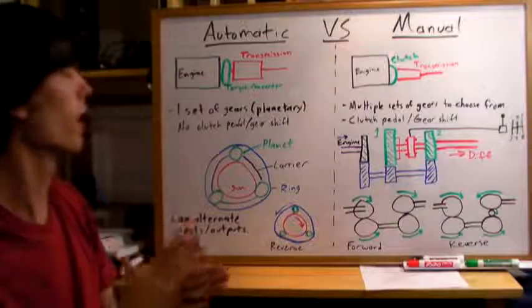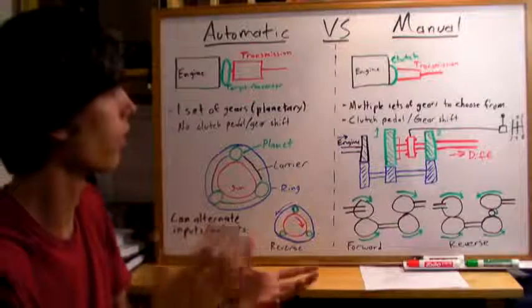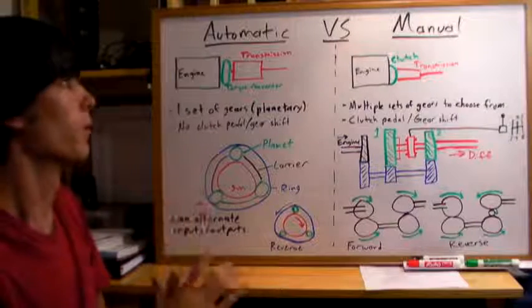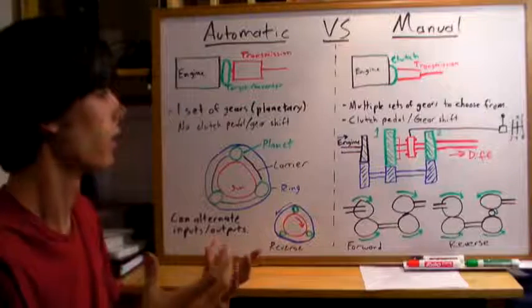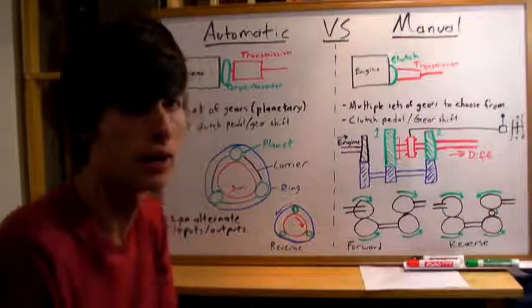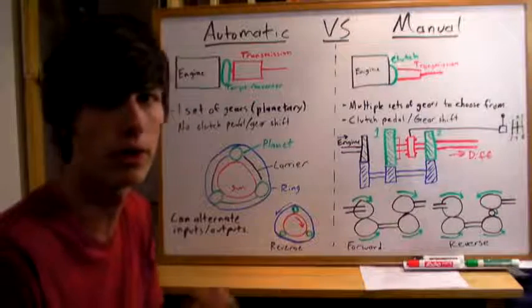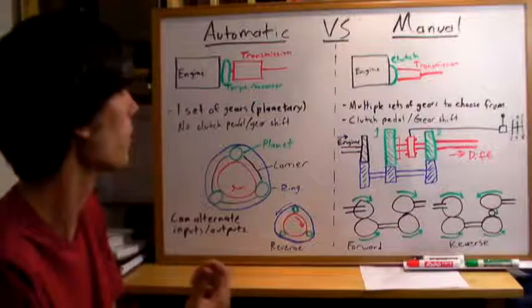So that's how an automatic differs from a manual, and there are added benefits for each. Manuals you used to be able to get better mileage with because of the losses in the torque converter, but now they're pretty much even. Personally, I think manuals are more fun to drive. You get a little more hands-on feel, and it's a better experience in my opinion.